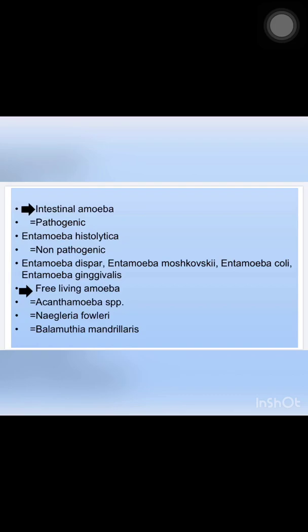There are intestinal amoeba and free-living amoeba, and there are two types of intestinal amoeba: the pathogenic and the non-pathogenic. Under pathogenic is Entamoeba histolytica, and under non-pathogenic are Entamoeba dispar, Entamoeba moshkovskii, Entamoeba coli, and also Entamoeba gingivalis. Under free-living amoeba are Acanthamoeba spp., Naegleria fowleri, and also Balamuthia mandrillaris.